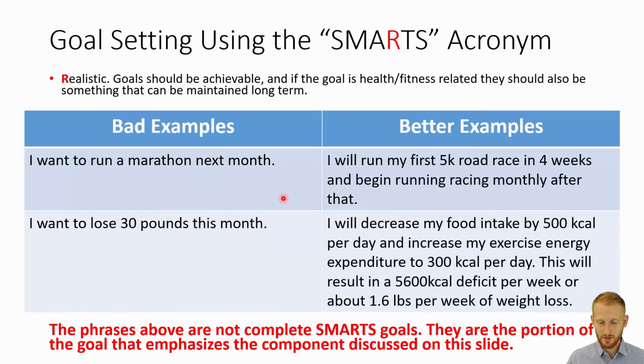So a better example would be: I will run my first 5K road race in 4 weeks and begin running races monthly after that. In other words, you create that first, short-term goal, and within that, you allow yourself an opening to create longer-term goals for longer races in the future.